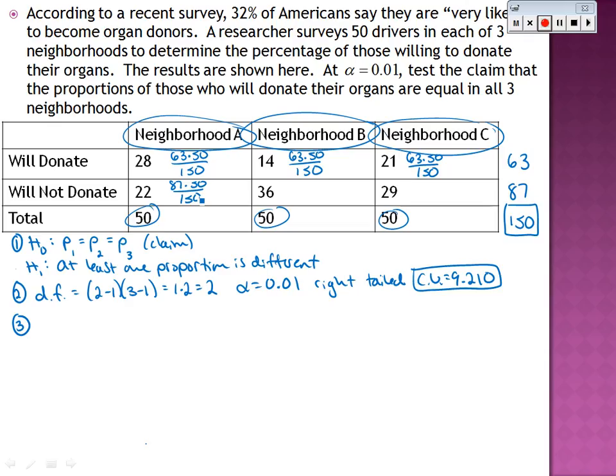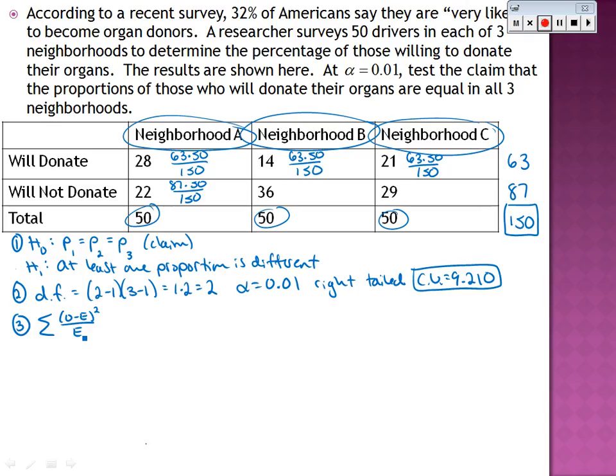So again, if you want to complete the formula, observed minus expected quantity squared divided by expected, you find your expected values the same way as we just did for the test of independence. Same way. Row sum times column sum divided by the grand total. You would find that for each cell, and then you would plug everything into the formula that you need.